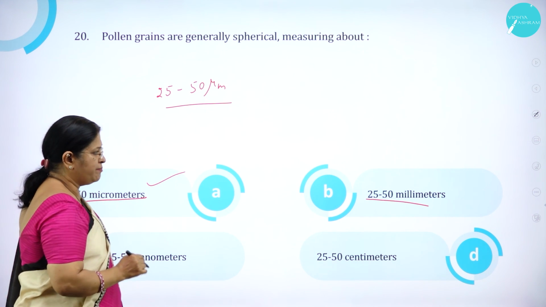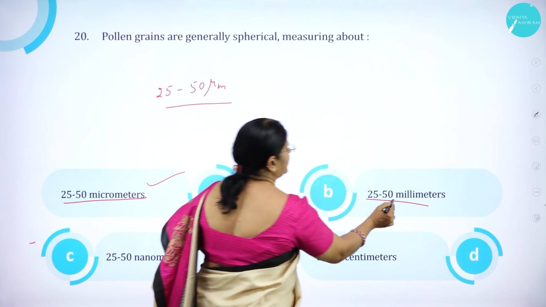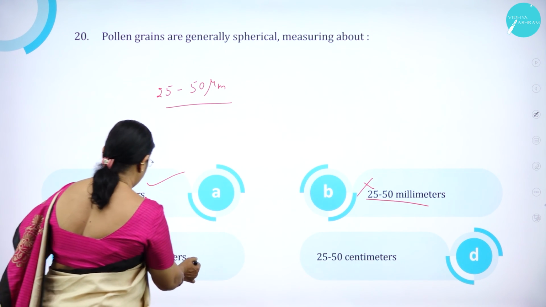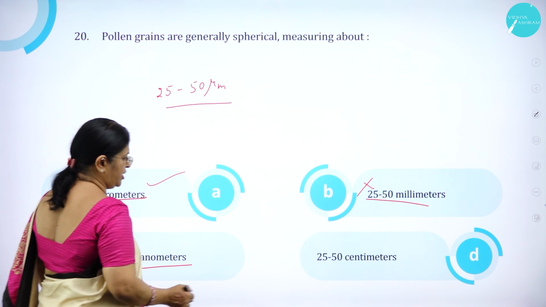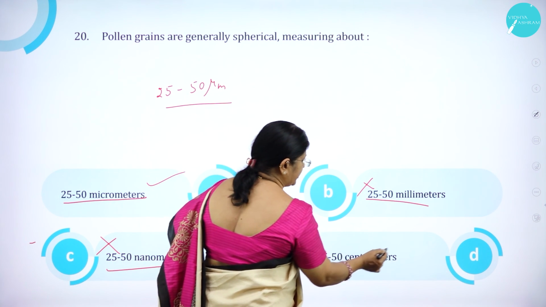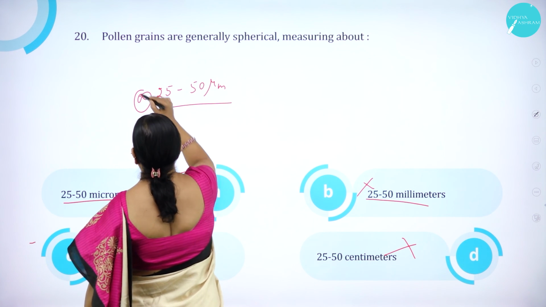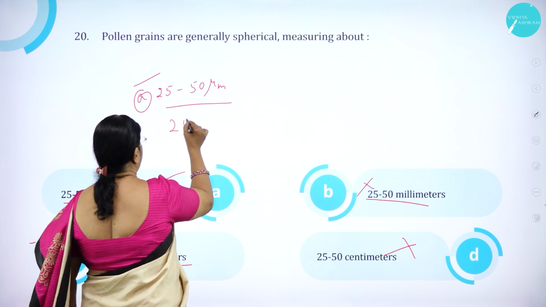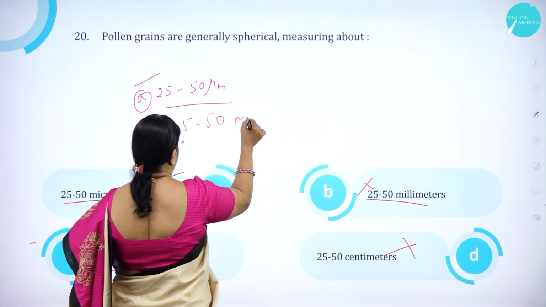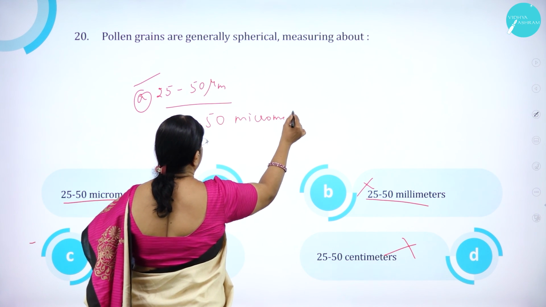25 to 50 micrometers. Here it is given millimeters, so it is wrong. Here it is given nanometers, it is wrong. Here it is given 25 to 50 centimeters. Option D is wrong. So option A is correct. That is 25 to 50 micrometers.